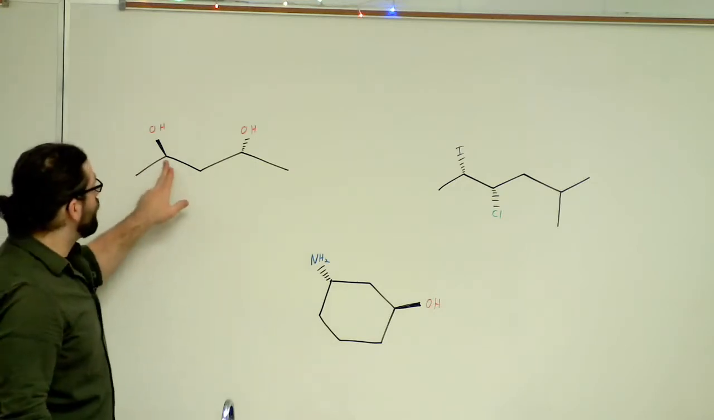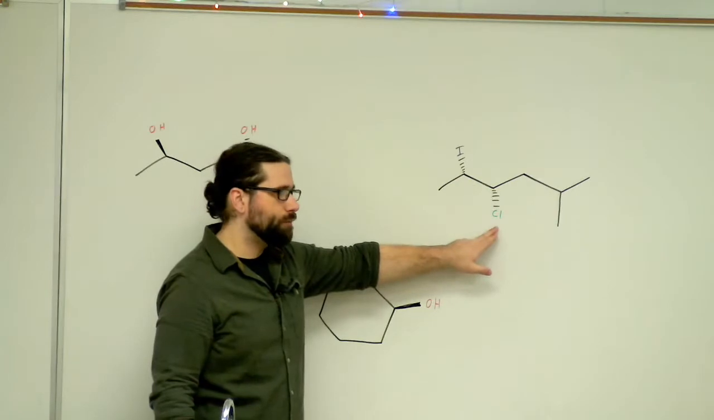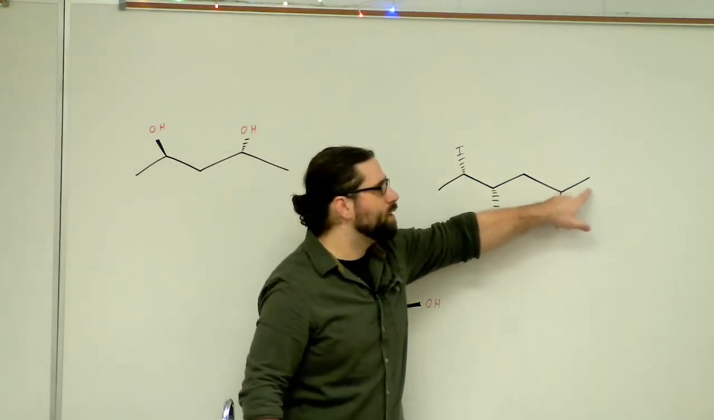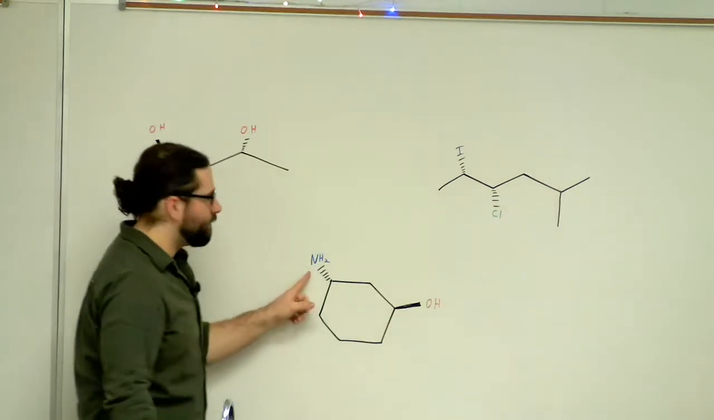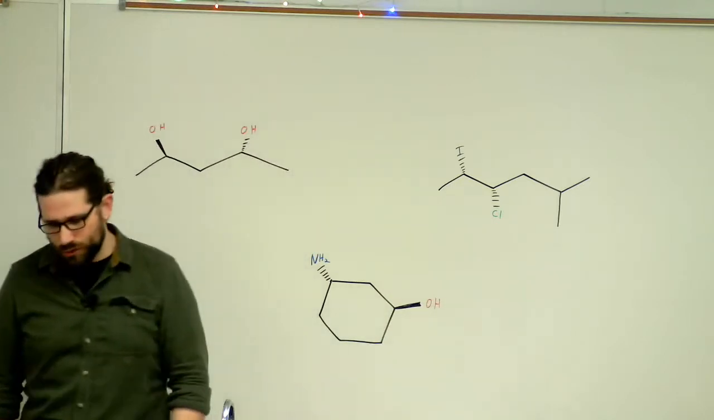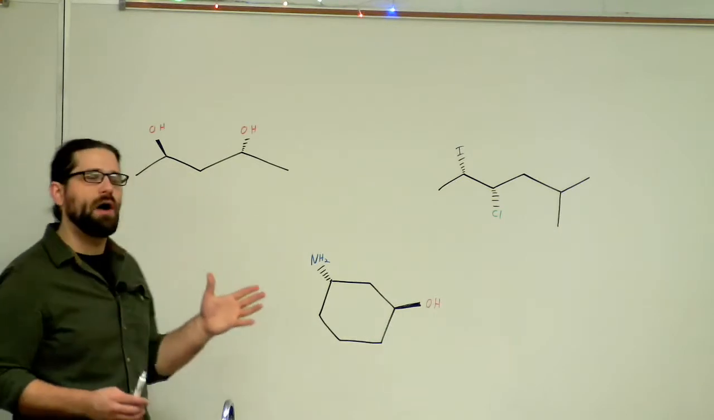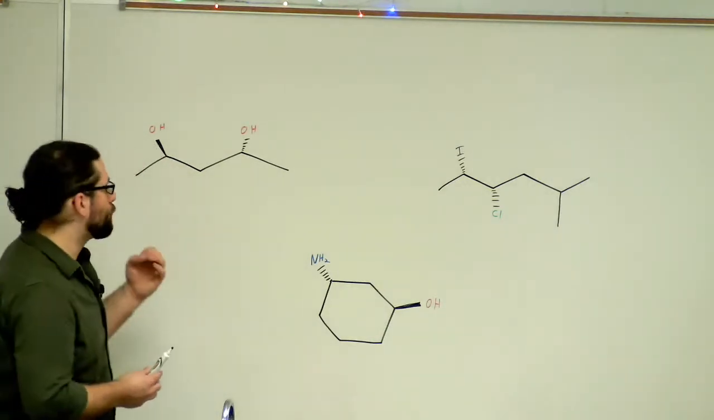On this one, they're both alcohols. On this one, I've got an iodo and a chloro. Notice that this methyl and this methyl are the same, so this is not a chiral center. And then on this one, I've got an amino and a hydroxyl. So let's go ahead and start with this one, and let's just number the priorities of each attached group.